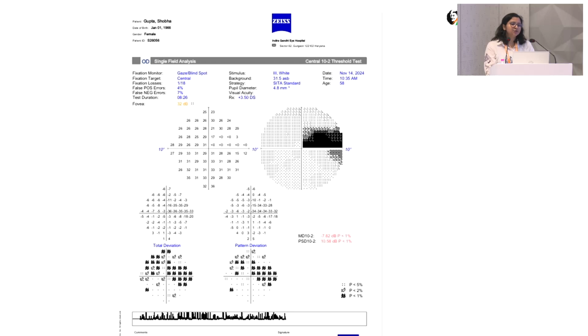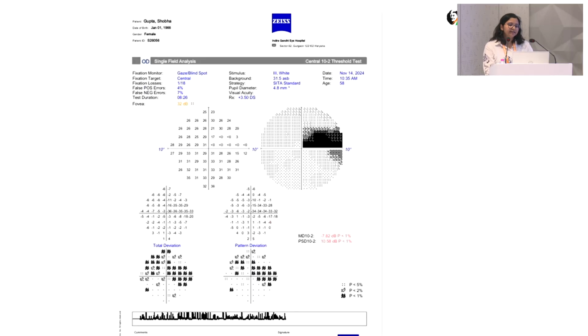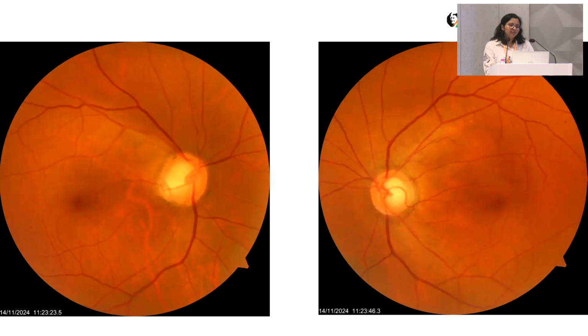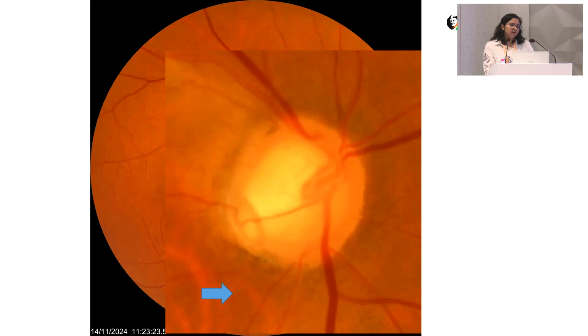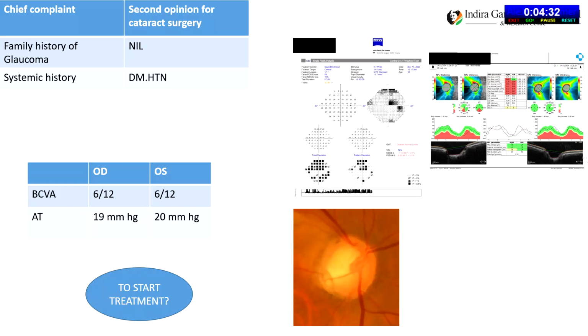Then we did 10-2 for the right eye, since there were changes in right eye which were involving the center. So when we did 10-2, we could see that there was split fixation. OCT in right eye showed inferior thinning, left eye was normal. So when we dilated the patient and looked, we could see that there was optic disc pit present in the inferotemporal quadrant. But since in visual field there were changes involving the center, and cup disc ratio was large, we started the patient on medication.